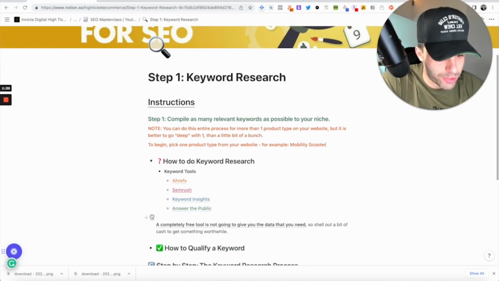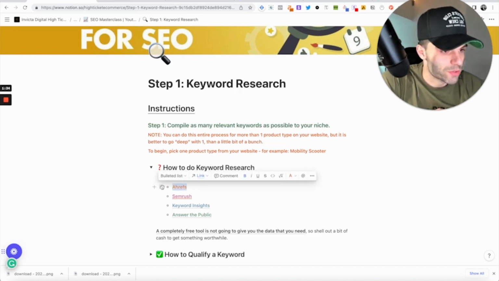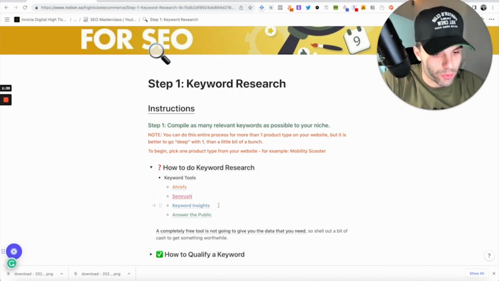So how to do keyword research? Unfortunately, there are lots of free tools out there, but many are not very good. We want to have a paid tool. My favorite is Ahrefs. Unfortunately, with Ahrefs, there is no free trial. But that said, these other ones are also good options.